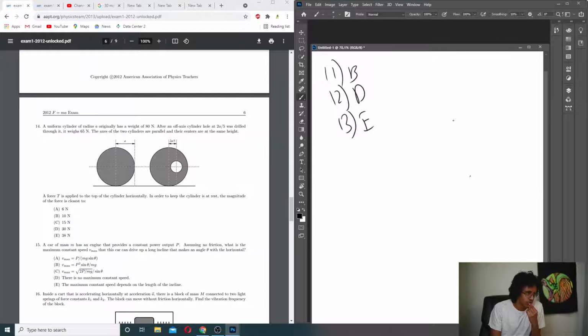So essentially, you got radius A and has a weight of 80, and you drill out of it. The fun way to do this is to treat that extra cylinder that you took out as a thing with negative mass, or negative moment of inertia, kind of. Well, what's it asking for?